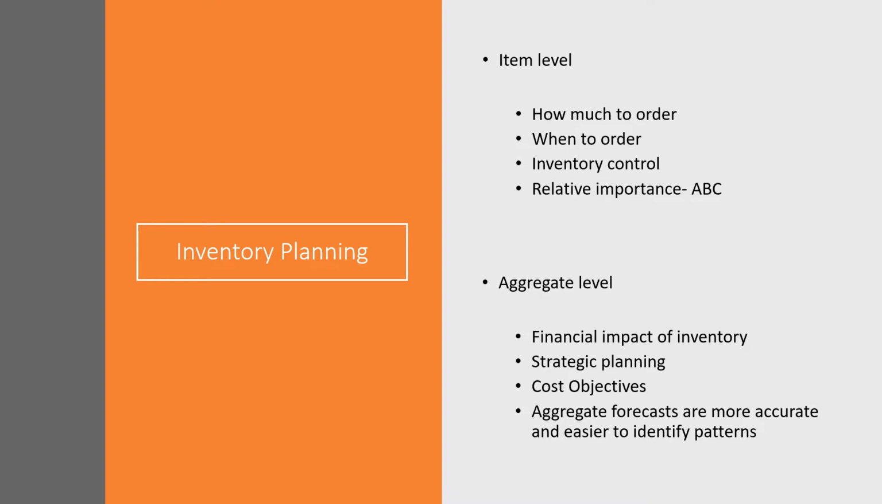On the other hand, when we talk about the aggregate level, it deals more with the financial impact of the inventory on the balance sheet, on the income statement, etc. It helps plan business better. It is involved in strategic level decisions to define cost objectives, etc. In short, you could say aggregate level planning is used at a strategic level, and item level planning is used at a tactical or operational level for that matter.